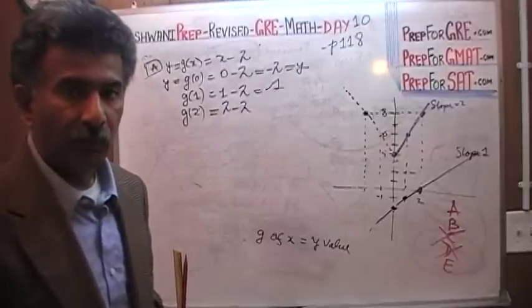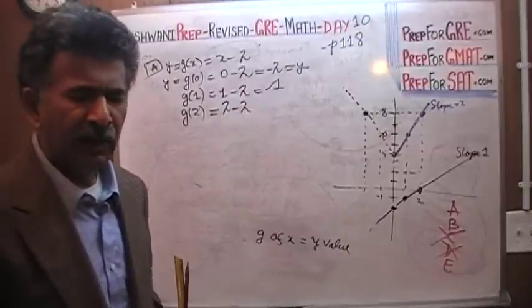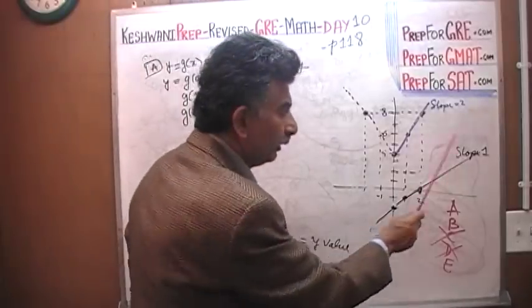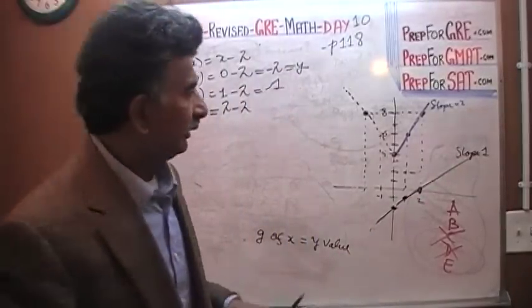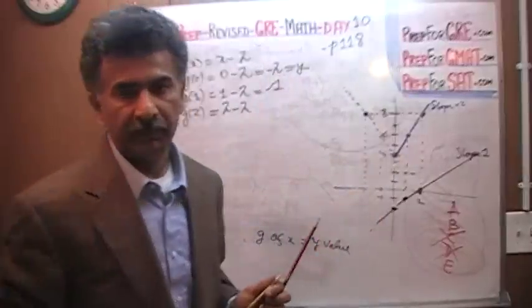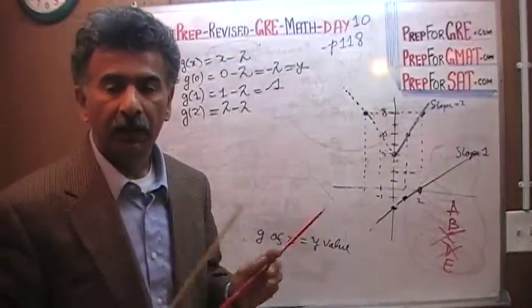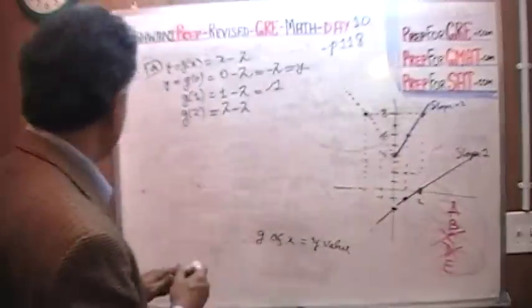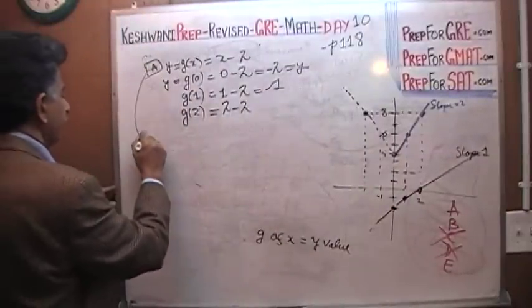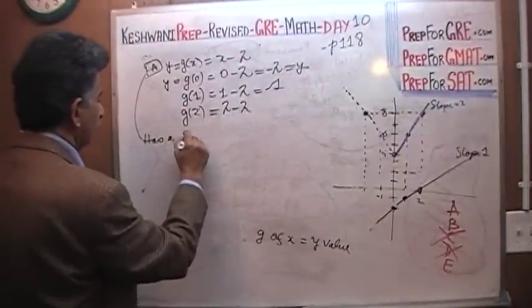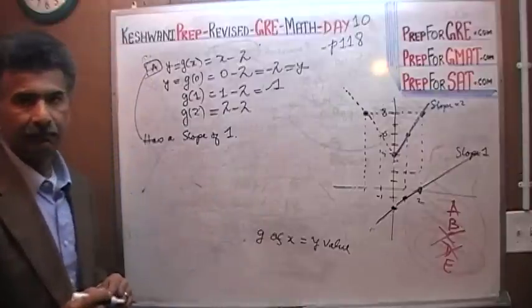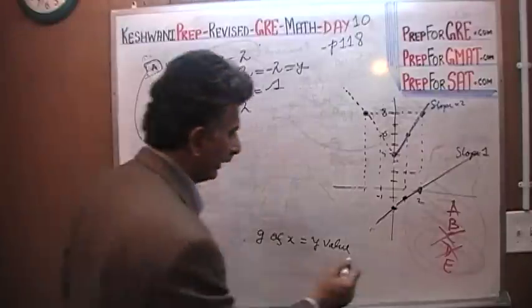So a line with a slope of 1 will never catch up with a line that has a slope of 2. As a matter of fact, they will go farther and farther apart as x increases. So A is wrong. A has a slope of 1. It will never catch up with B. It will go farther and farther apart. A is wrong. Let's take a look at B.